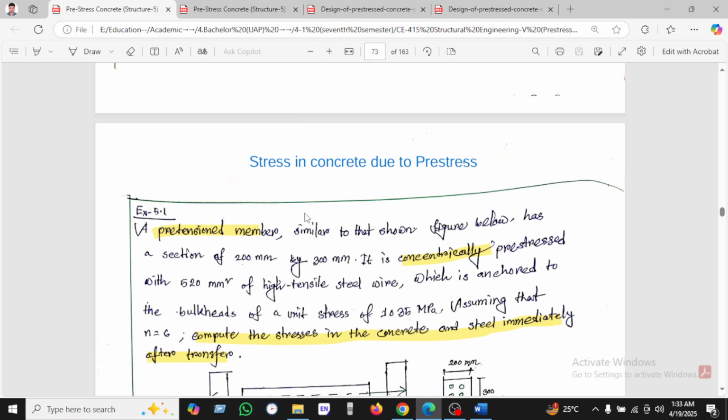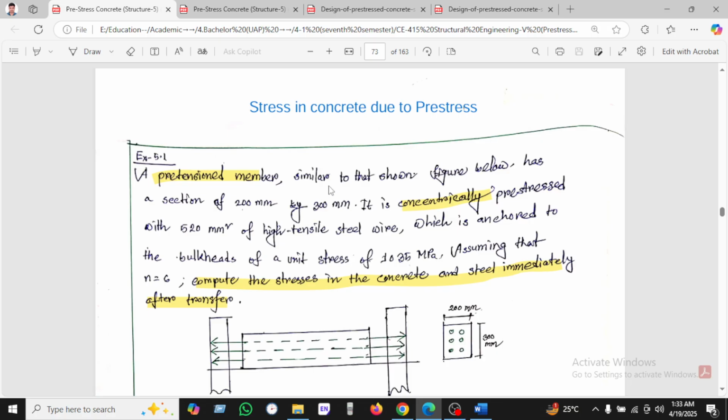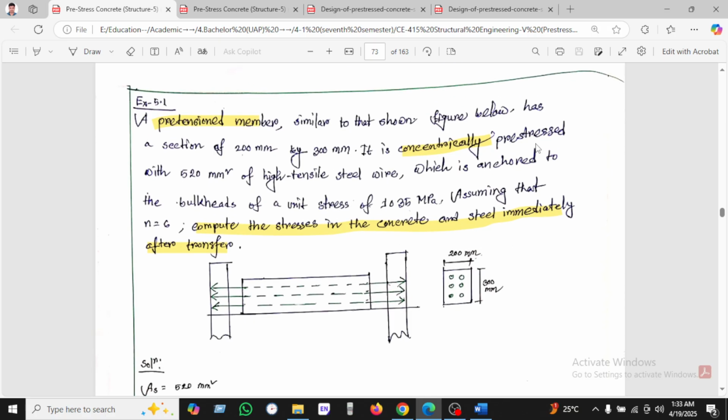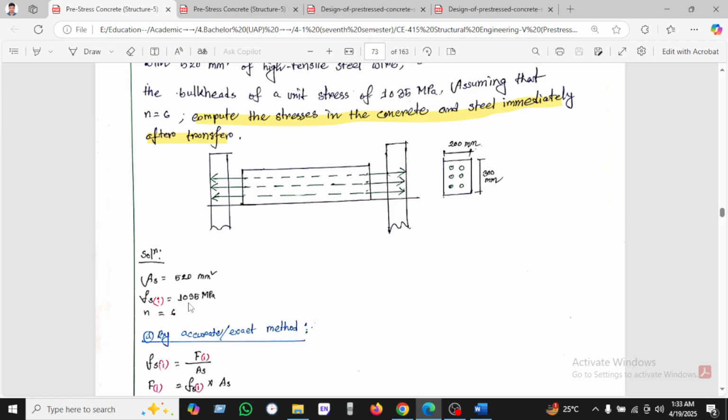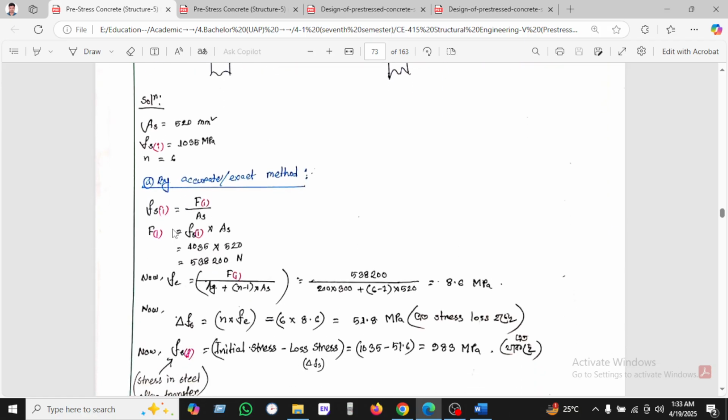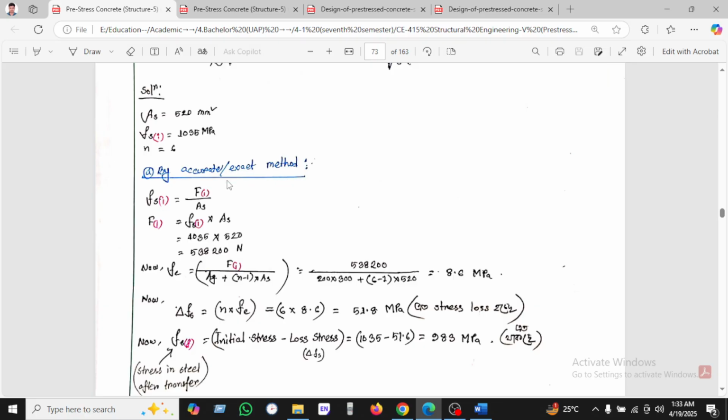Here we can see a pre-tension member, as shown in the figure below. The section is 200 by 300 millimeter and concentrically prestressed with 50 square millimeter high tension steel wire, which is anchored with an initial stress of 1035 MPa. Given n equal to 3, compute the stress in concrete and steel immediately after transfer. All the data is given, including the initial stress. Now we will calculate by the exact method.